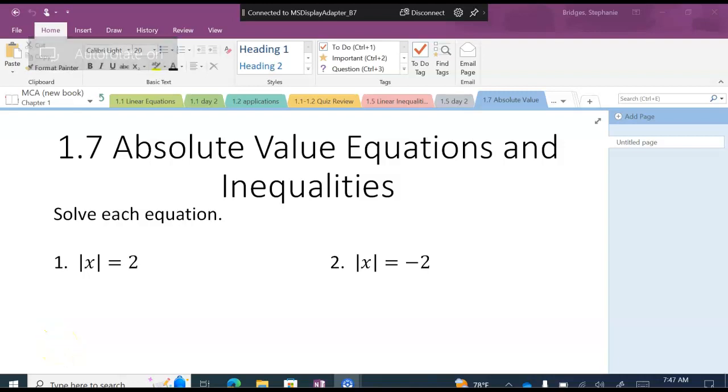Okay, so again, we're starting with absolute value equations. So the first thing I want to talk about is what is absolute value? When I say the absolute value of a number, what are we talking about? It is positive, because we're talking about the distance from 0. Okay, so absolute value is the distance from 0, how far a number is away on the number line from 0.